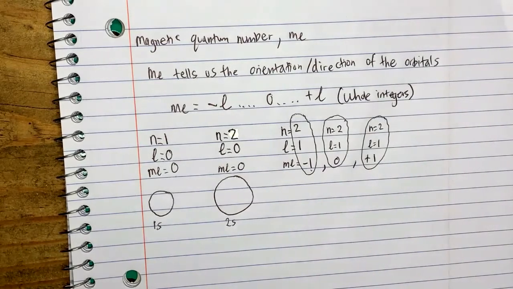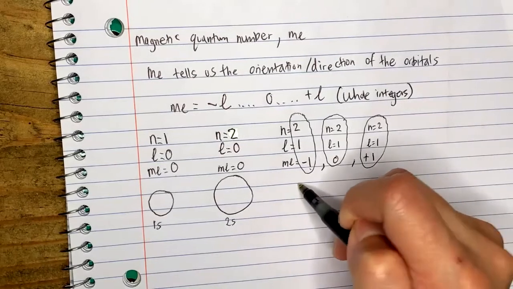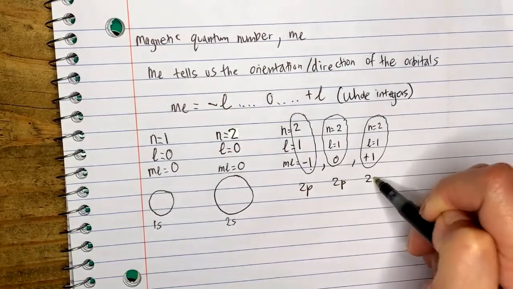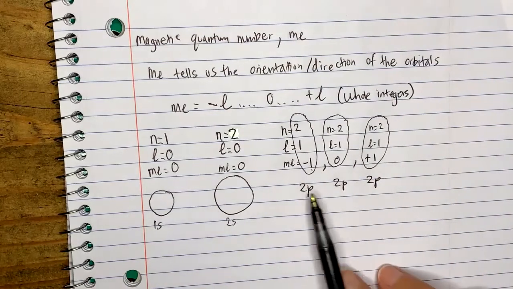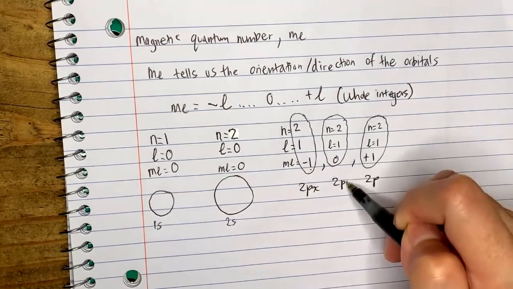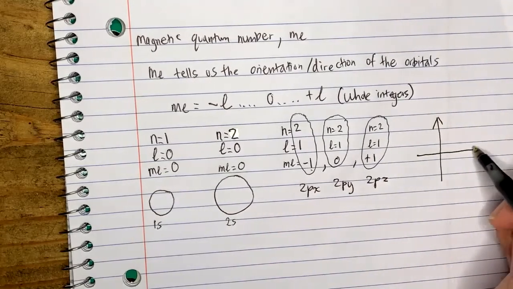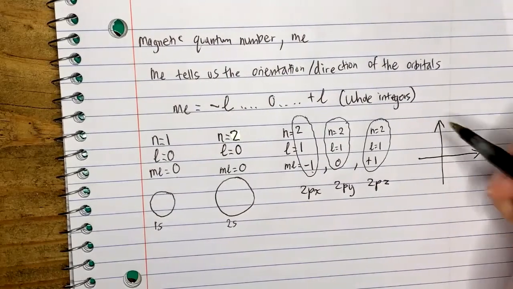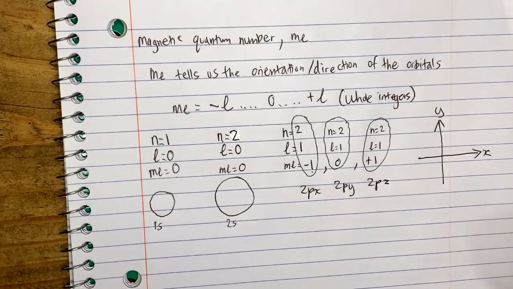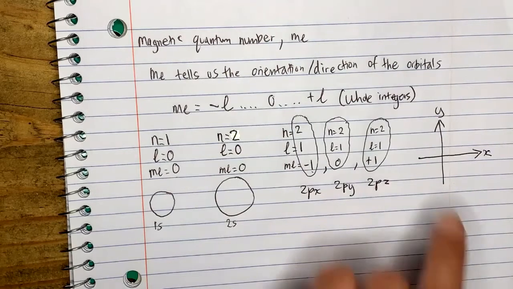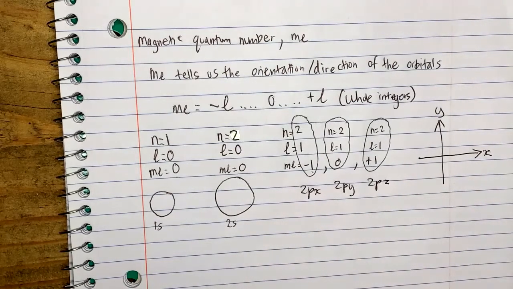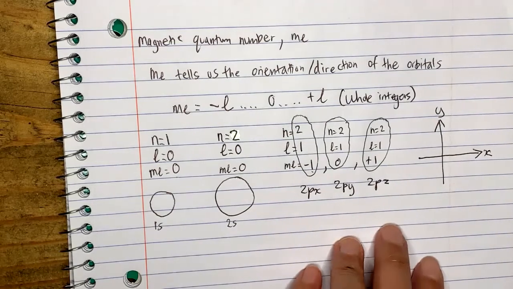We have px, py, and pz, but we don't need to worry too much about it. So this is 2p, 2p, and 2p. Your job is to know there are 3 different kinds, really 2px, 2py, 2pz. If you have an axis here, this is x, that's y, and then z is in 3D. How would you draw z? Z is coming out towards here. I didn't do a good job.